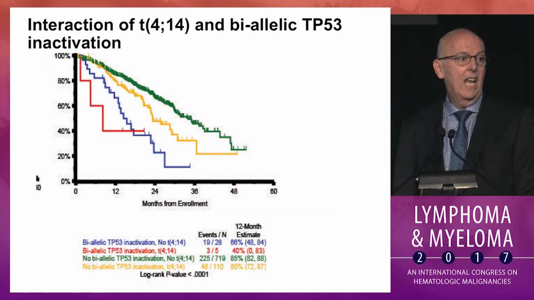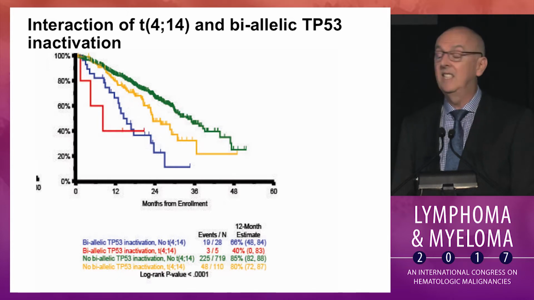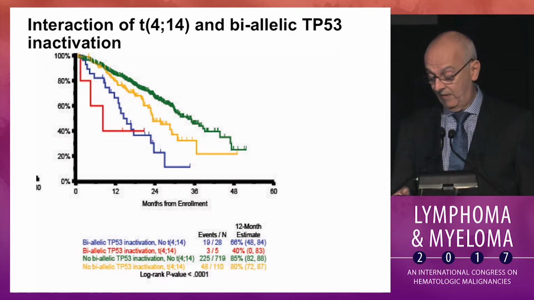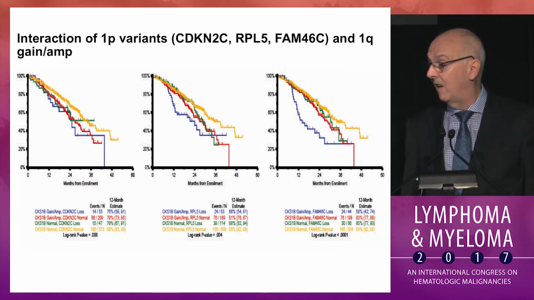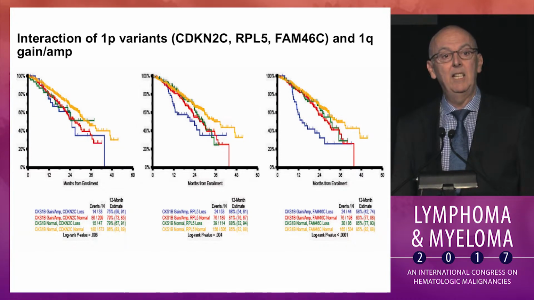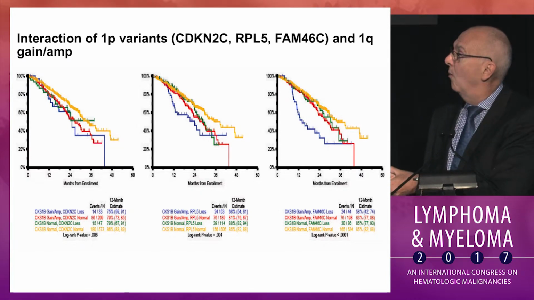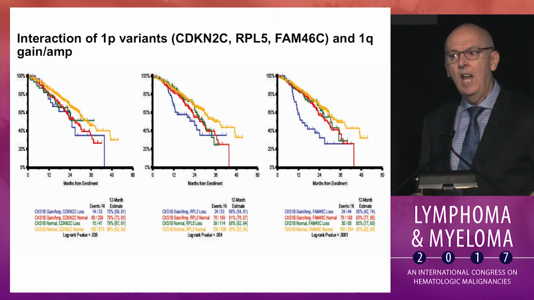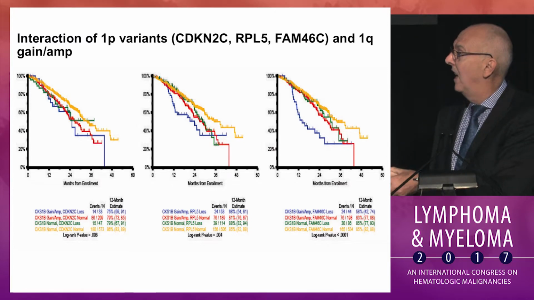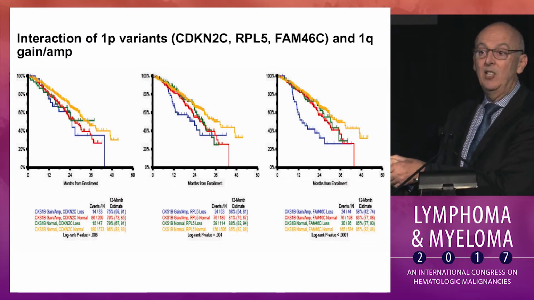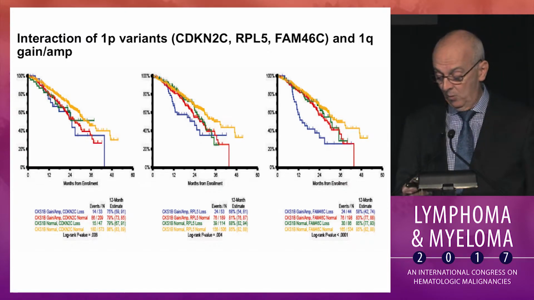414 collaborates in a statistically significant way with P53 deletions, and if you have 414 and bi-allelic P53 inactivation, you do very badly. And there are interesting dependencies. On 1P, the 3 genes interact with 1Q in a very peculiar fashion, and this is with FAM46C. If you have amplification of 1Q and FAM46C loss, you have a very poor outcome.